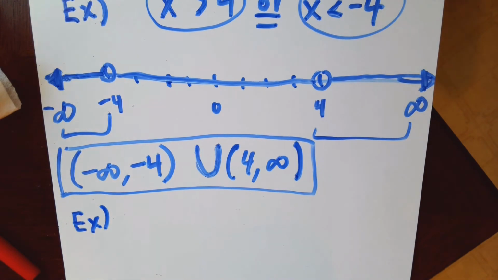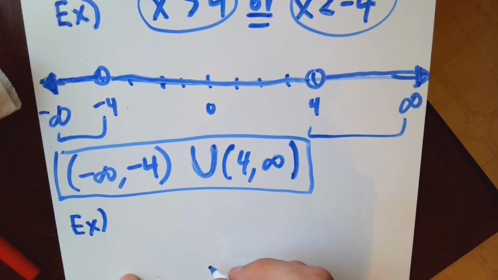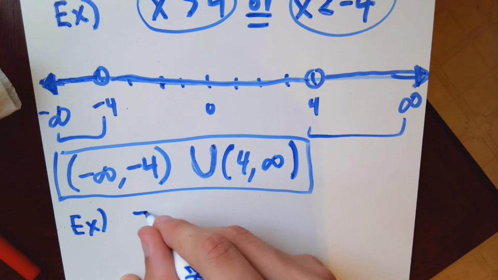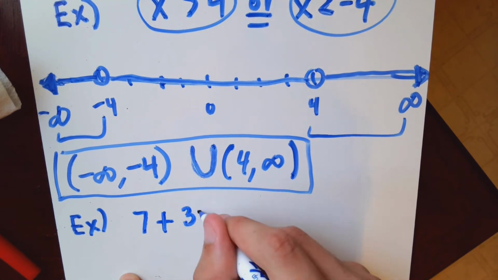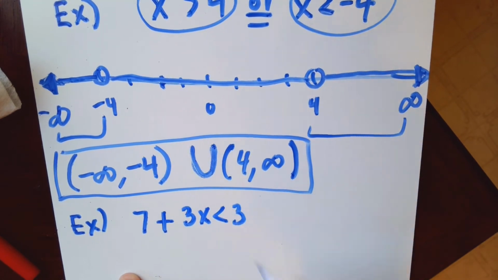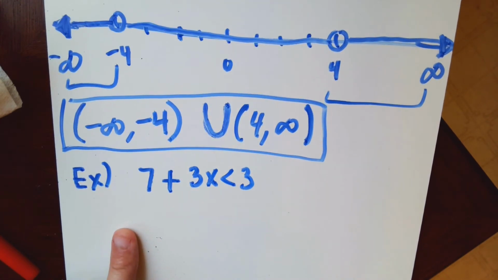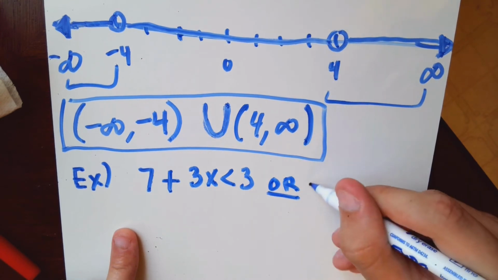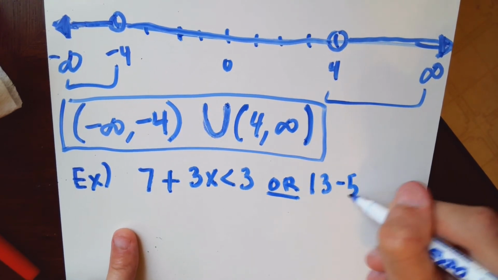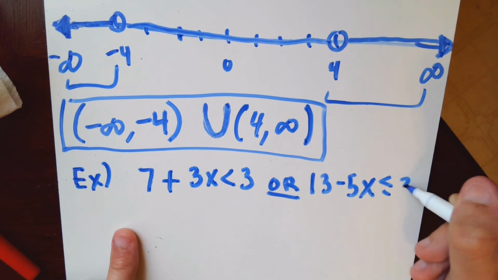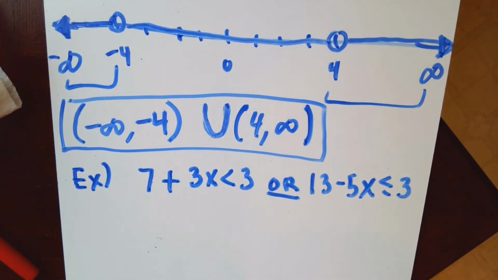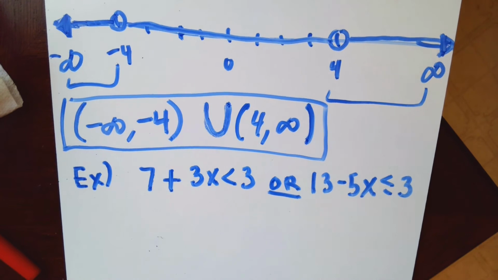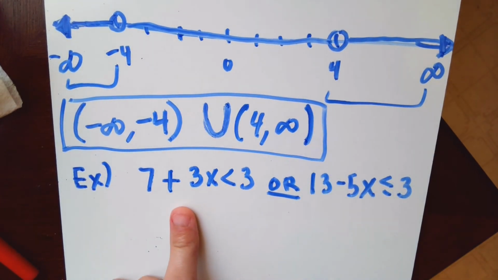Let's take a more complicated one this time. I'll do example 8 in the text. It says 7 plus 3x is less than 3, or 13 minus 5x is less than or equal to 3. All right, let's solve this, guys. We take each one and solve each of them.